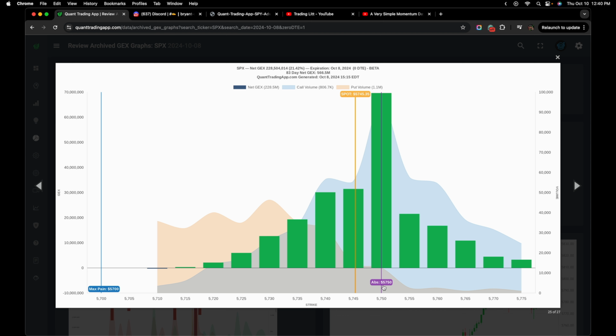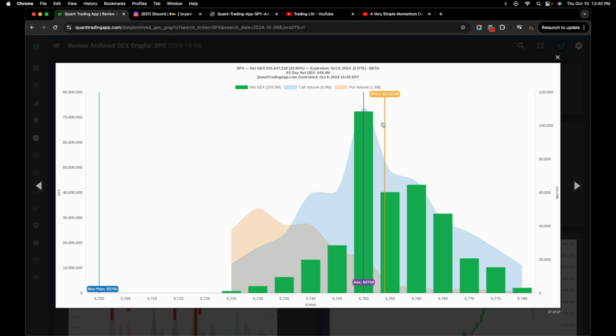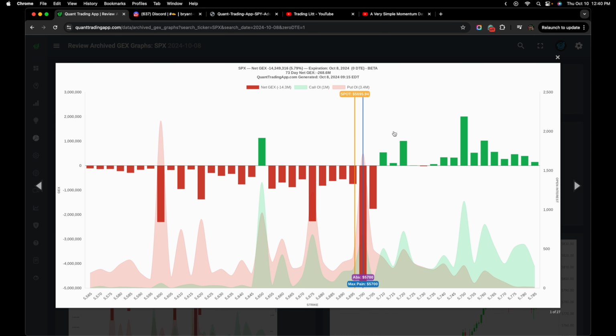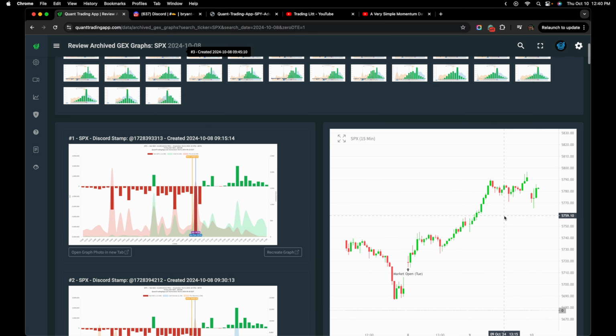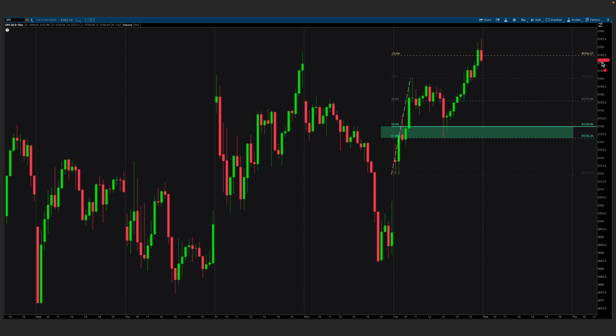It rejects off of 750 as expected, as it should. And then we can see it bounces up to 750, breaks a little over 750. And then in the end, we end up closing right around here, which was, to be exact, about 750.69, so about 751 or so, anywhere between there.